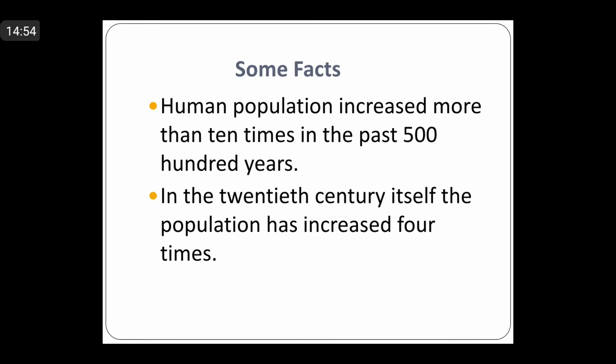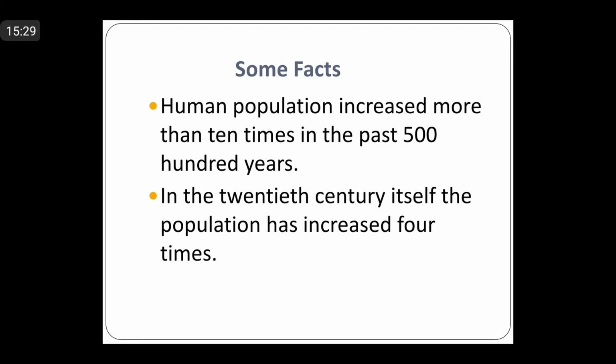a control over epidemics and communicable diseases, and there was the improvement in medical facilities and sanitation, which contributed to the rapid decline in the death rate throughout the world. So there was the increase of population, I mean more than 10 times in the past 500 years, right? Whereas in the 20th century itself the population has increased 4 times.